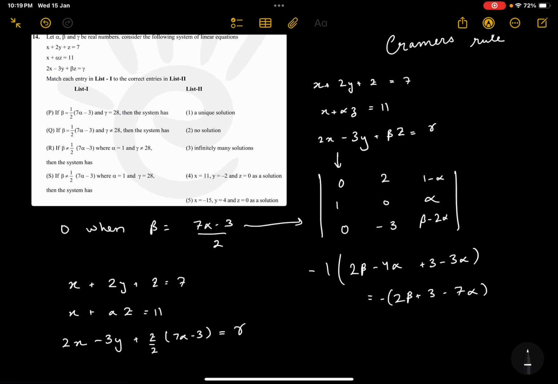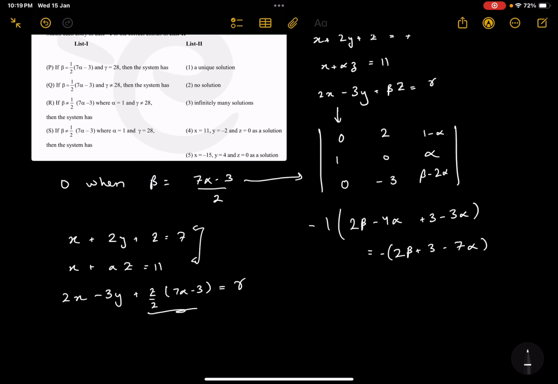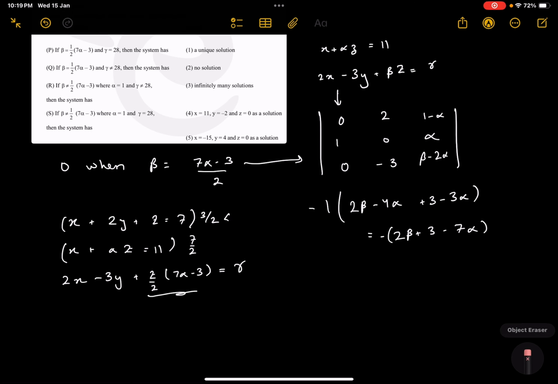So we'll try to eliminate, we'll try to match the coefficient of z in these two equations. For that we'll multiply the first equation by 3 by 2 and the second by 7 by 2, and then add these two equations, or rather subtract the second equation from the first equation, so that we'll get matching coefficients for z.